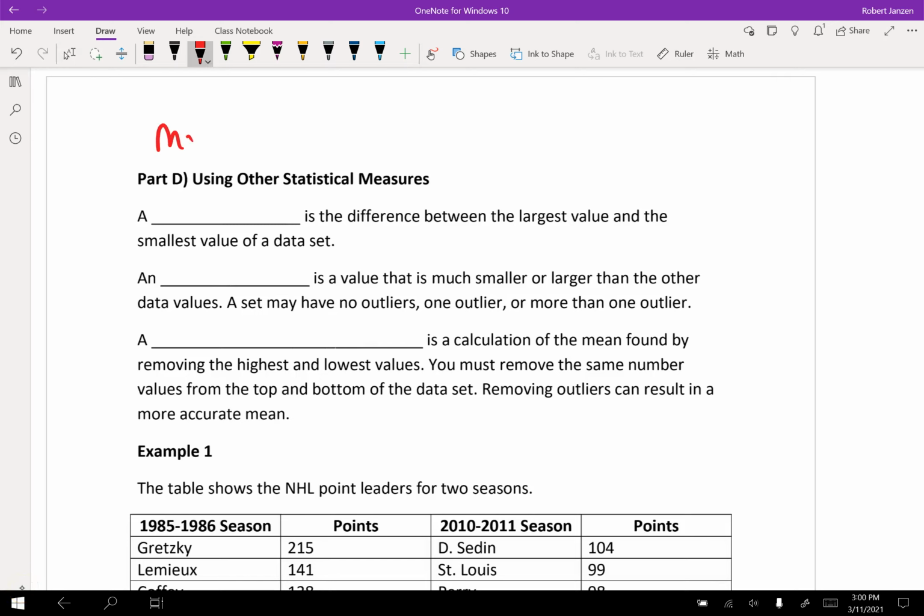In the last class, we talked about mode, median, and mean. There are a few other statistical measures that we're going to be familiar with. Okay, the first one is the range. The range is the difference between the largest and the smallest value.